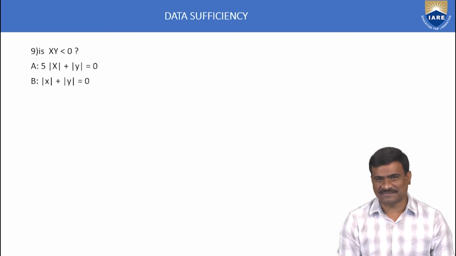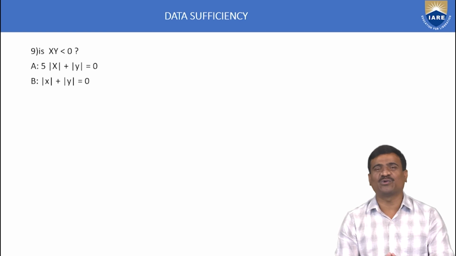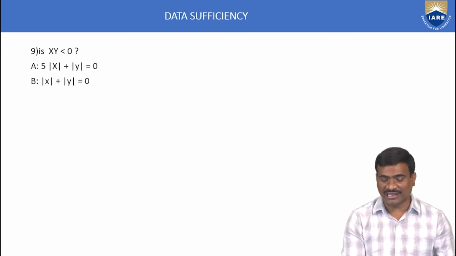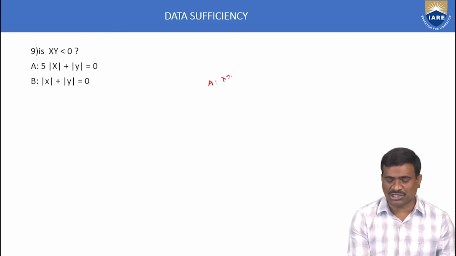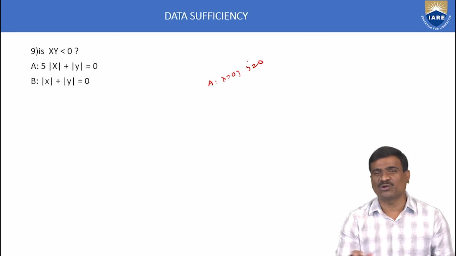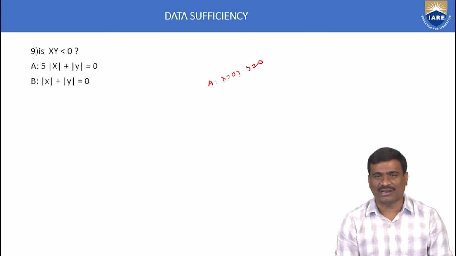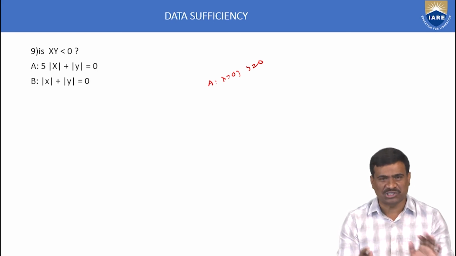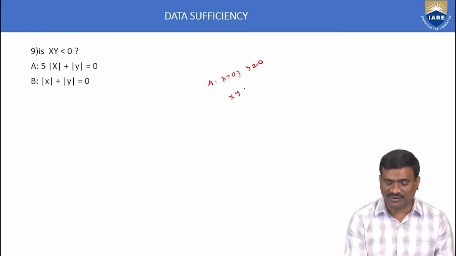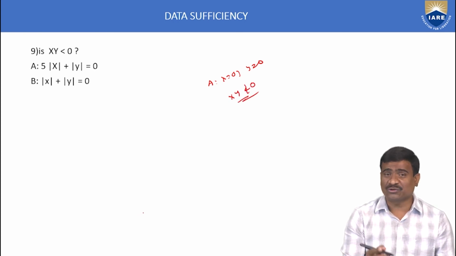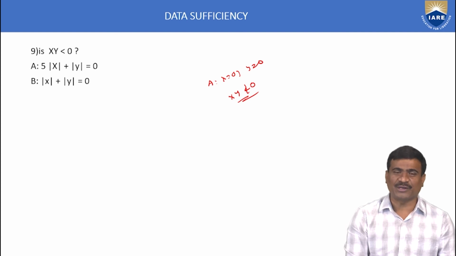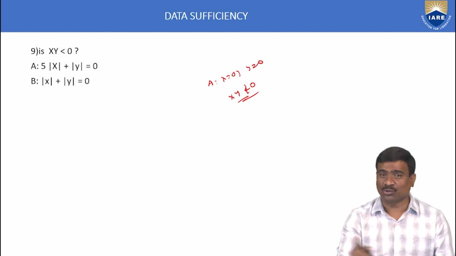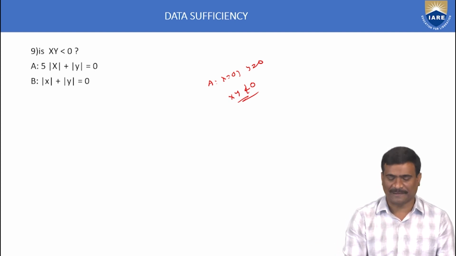Statement A implies that when LHS is equal to RHS, then x and y must be equal to 0. Otherwise it is not possible. LHS is not equal to RHS except when x and y are 0. If xy is 0, then xy is not less than 0. Here the question is answered yes or no. By using statement A alone, xy is not negative. Here the question is whether xy is negative: no, it is not negative, because it is equal to 0, neutral.